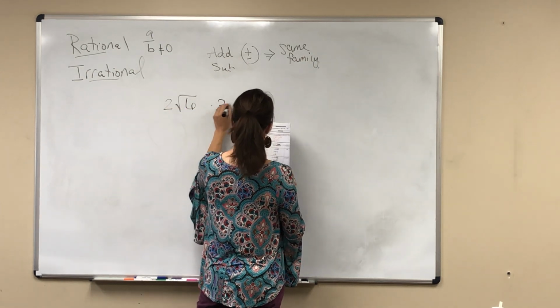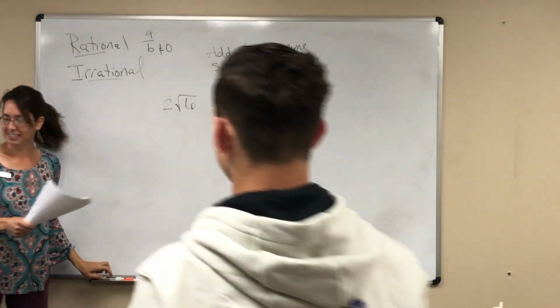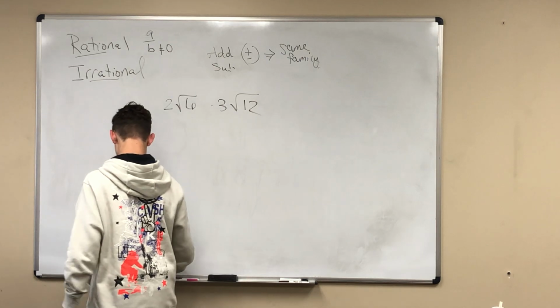Okay. Can I do this one? Yes. Come to the board. You ran out of Starburst. Sorry. No more candy. Jolly Ranchers now.